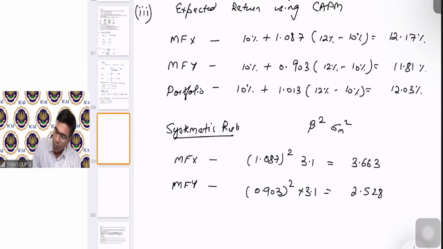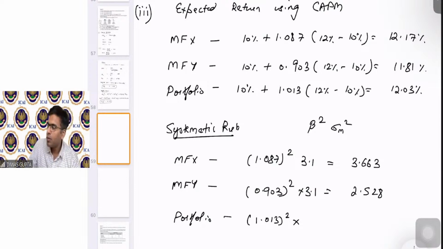Then lastly, portfolio. What is the portfolio beta? 1.013 square into 3.1. So this is 3.181.